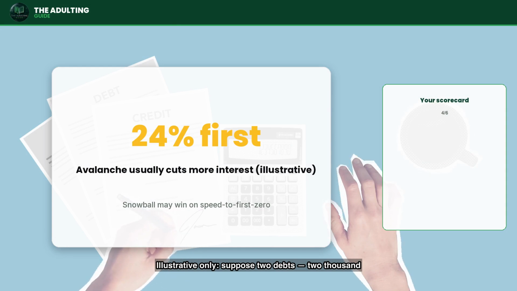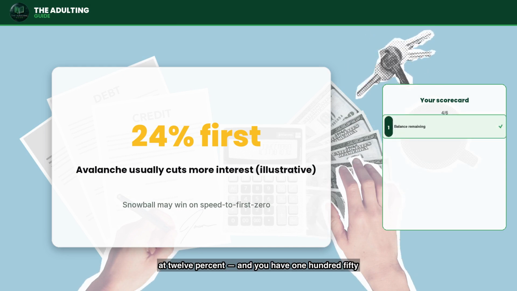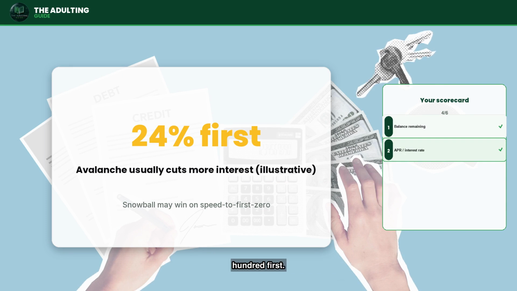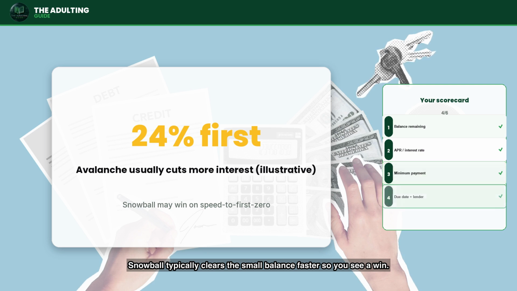Illustrative only. Suppose 2 debts, $2,000 at 24% APR and $500 at 12%. And you have $150 a month beyond minimums. Avalanche points the surplus at the 24% balance first. Snowball points it at the $500 first. Avalanche typically clears less total interest because the expensive balance dies sooner. Snowball typically clears the small balance faster, so you see a win. Exact dollars depend on minimums and fees. Run your own numbers. Don't screenshot a stranger's spreadsheet as destiny.